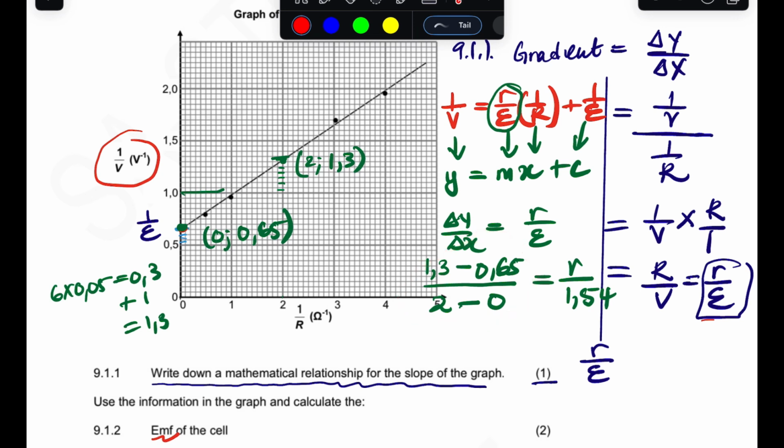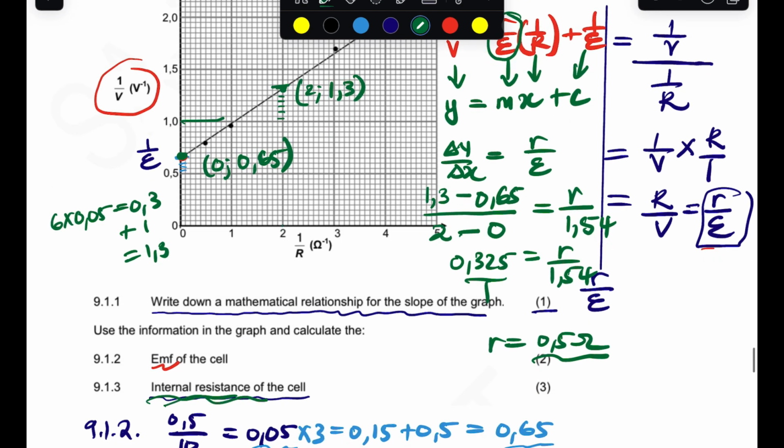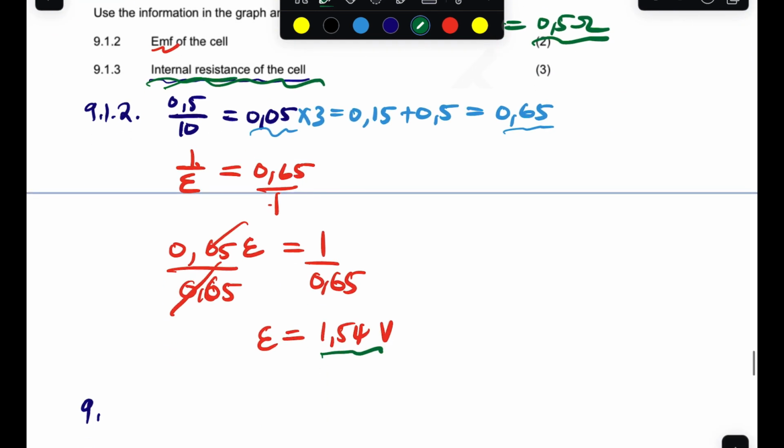So I'm going to put that in the calculator. It's 1.3 minus 0.65 divided by 2 minus 0. It's 0.325, which is equal to 1 over R times 1.54, and then I cross multiply, and then my R is going to be that times 1.54. So the answer is going to be, a half there. So the internal resistance that is asked in this question is 0.5 ohms. I hope that makes sense, guys. Cheers. Bye.